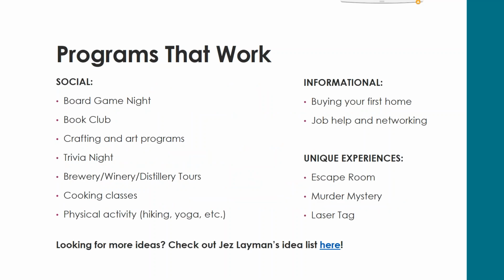So here is a list of programs that have worked well according to all of the people that we network with in our group. Generally speaking, board game night is a great place to start, but there are a lot of social programs listed on the left-hand side there. Some informational programs that are unique to this age group, particularly buying your first home and getting started in your career field. Some of those unique experiences we've done at Geneva are an escape room, a murder mystery, after-hours laser tag.